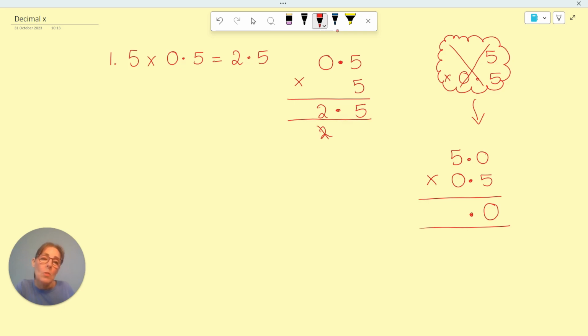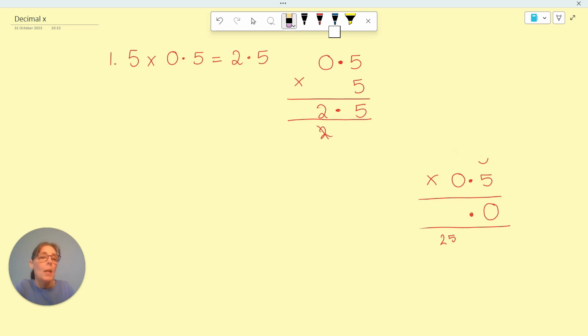That feels really uncomfortable, doesn't it? If 5 times 0 is 0 and 5 times 5 is 25, do you see why it's confusing? So I strongly suggest when you have multiplication of a whole number and a part of a number, you do this. The other option for you to use is you take out the decimal places.